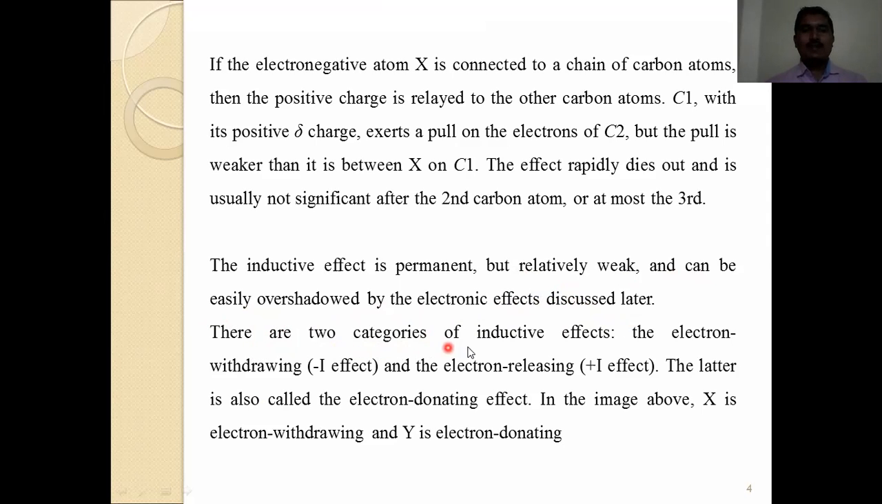There are two categories of the inductive effect: the electron withdrawing minus I effect and the electron releasing plus I effect. The latter is also called the electron donating effect. In the image above, X is electron withdrawing and Y is electron donating.